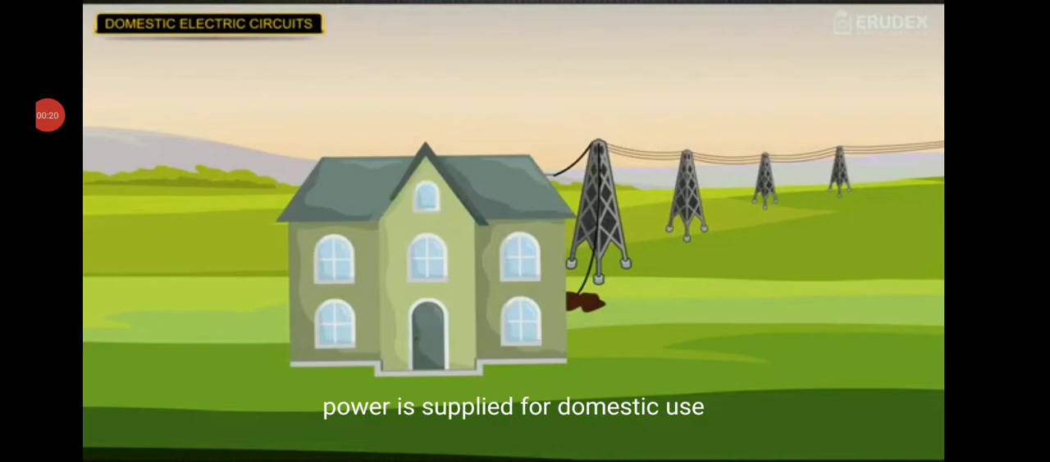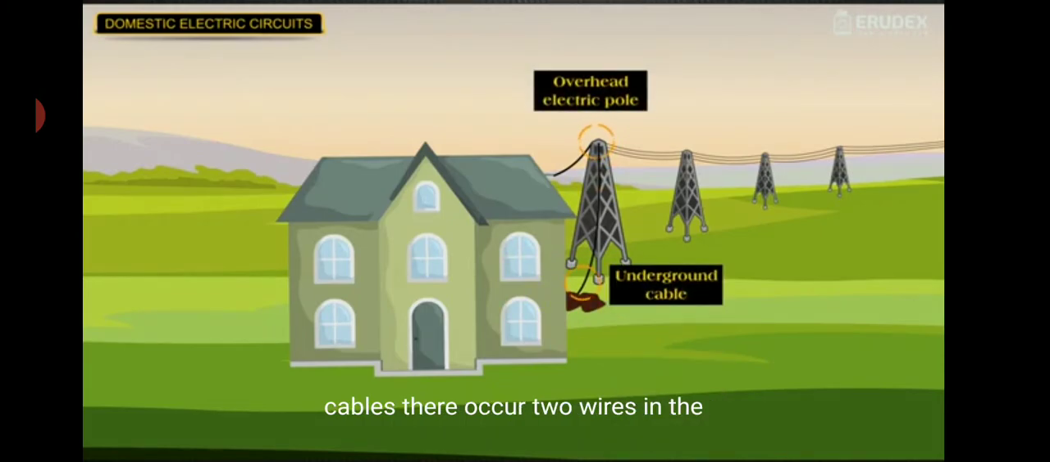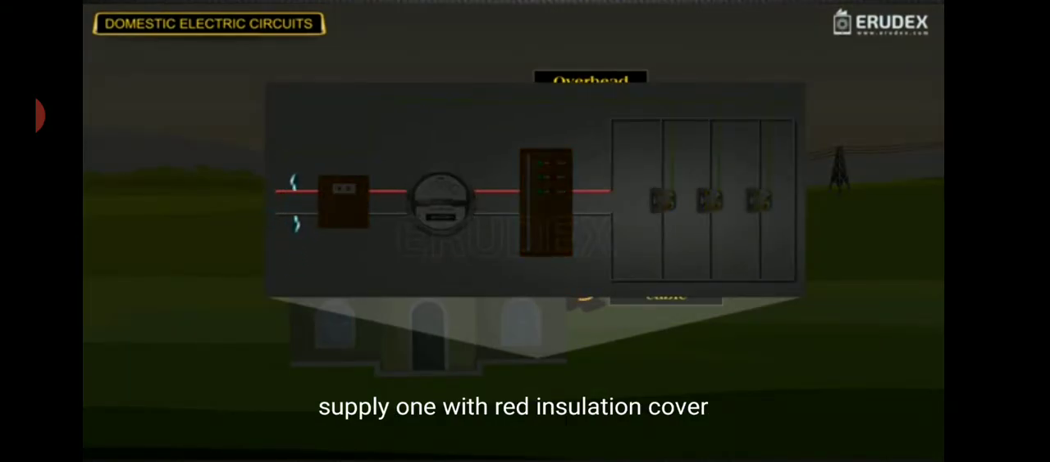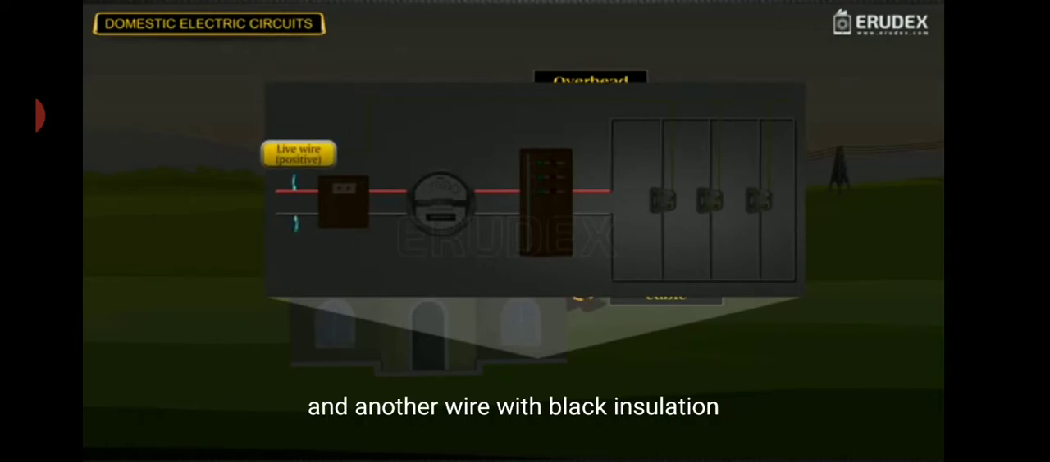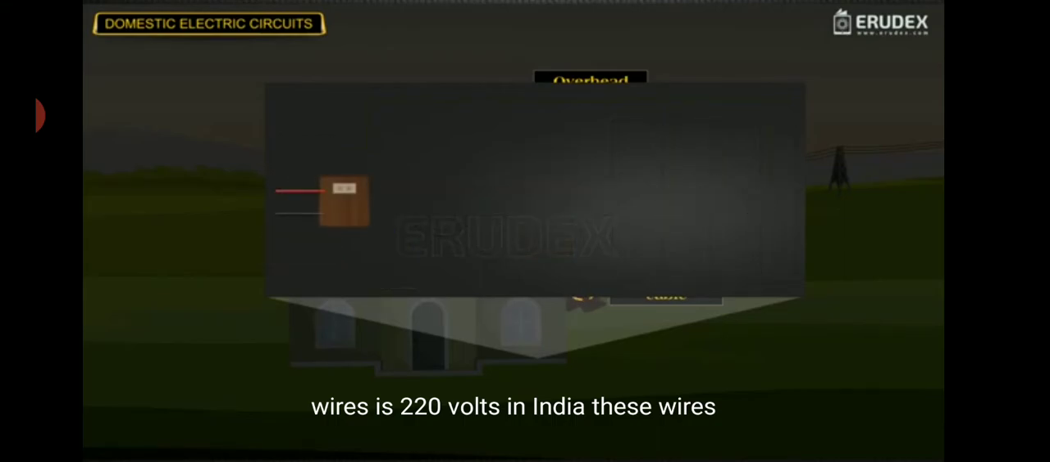In our homes we receive a supply of electric power through a main supply, either supported through overhead electric poles or by underground cables. One of the wires in the supply, usually with red insulation cover, is called the live wire. Another wire with black insulation is called the neutral wire, or negative. In our country, the potential difference between the two is 220 volt.